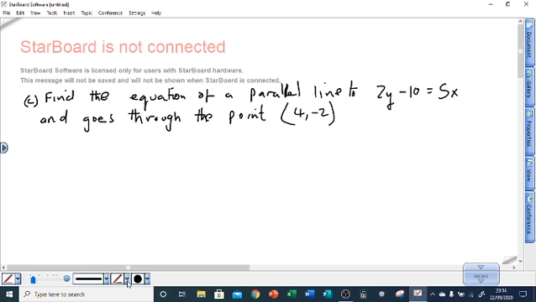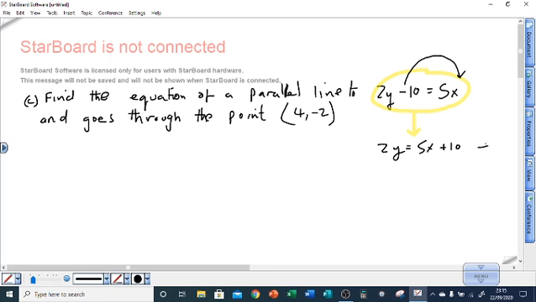Right, just as before, we're going to be looking at this first of all, and we've got to rearrange that to get it in the format of y equals mx plus c, a single y. Well, first of all, I can't have this minus 10 here, so I'm going to pick this up and throw it over the equal sign. So it becomes positive 10 over there. So 2y equals 5x plus 10.